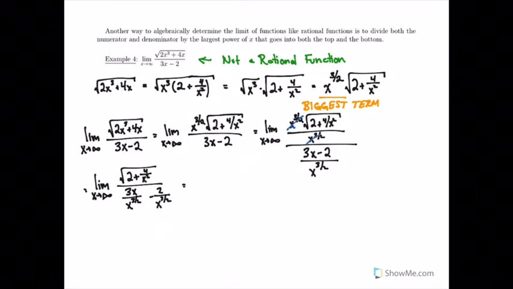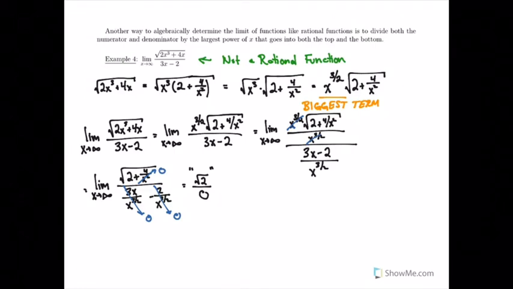We're thinking about the limit as x goes to infinity. This 4 over x squared goes to 0. This 3x over x to the 3/2 goes to 0. 2 over x to the 3/2 goes to 0. We'll be left with square root of 2 over 0. Put that in quotes as we can't really divide by 0.